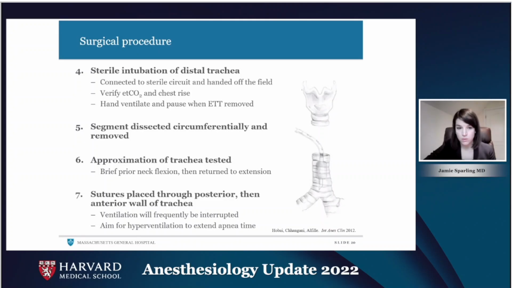At this time, we test the approximation with a brief period of neck flexion and then return the patient to cervical extension. The sutures are then meticulously placed through the posterior then the anterior wall of the trachea. And during this time, ventilation is frequently interrupted, highlighting the need for close coordination. While we're ventilating, we tend to hyperventilate to some degree in order to extend the apnea time.